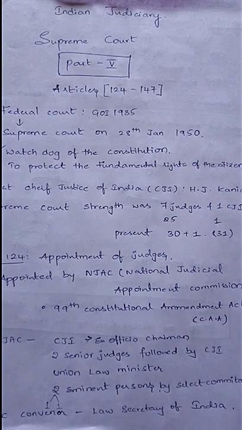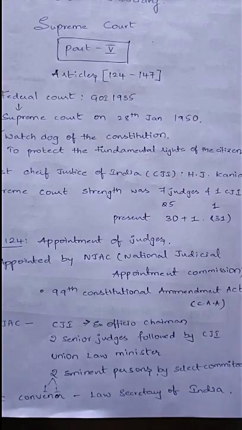So what does the Supreme Court do and what is its function? The main function of the Supreme Court is to act like a watchdog of the Constitution. If anyone tries to break the orders and laws, it punishes them. The second primary function of the Supreme Court is to protect the fundamental rights of the citizens under Article 13.